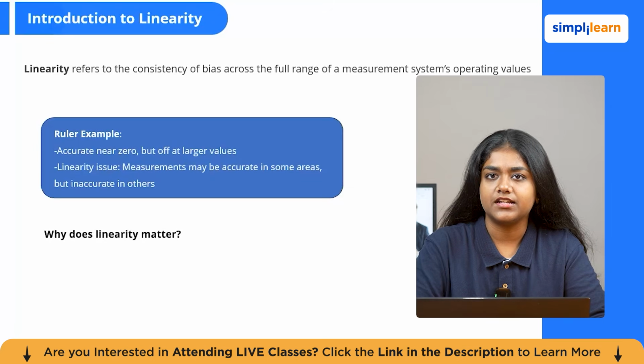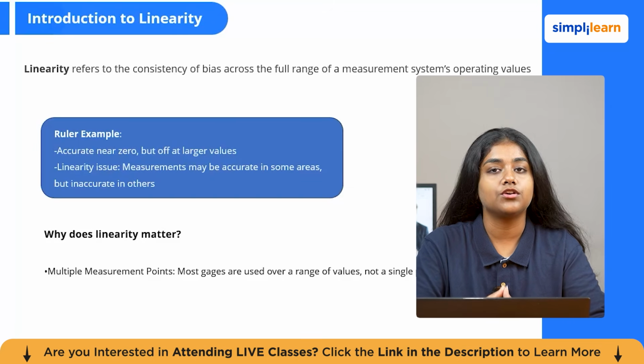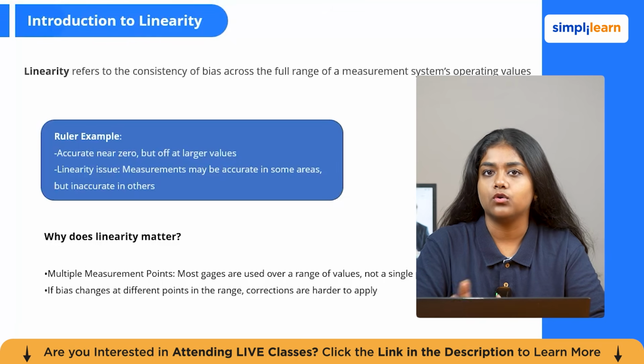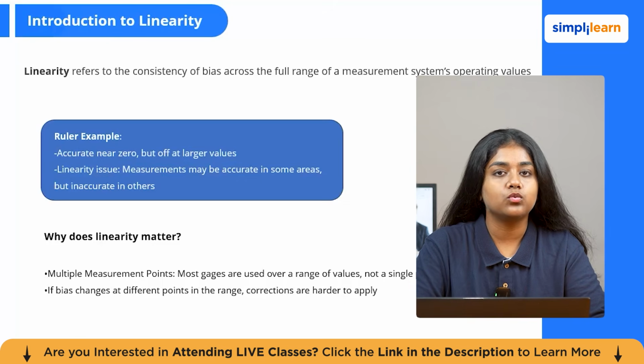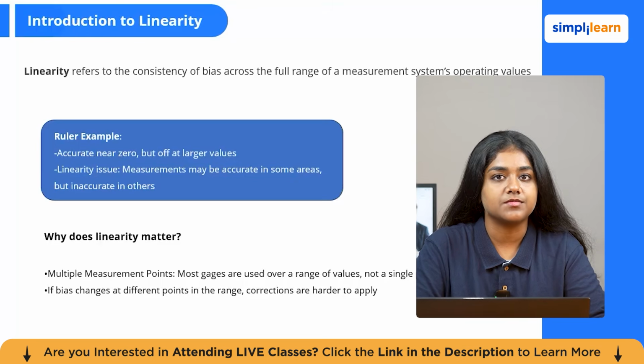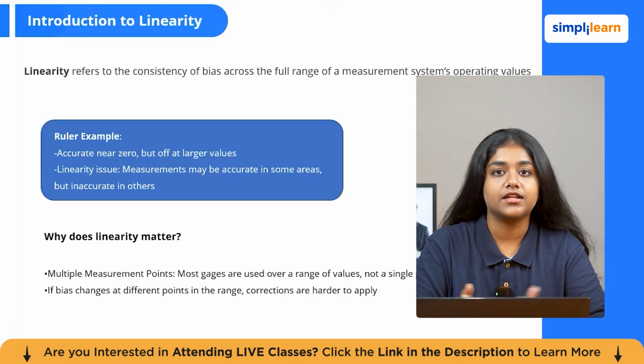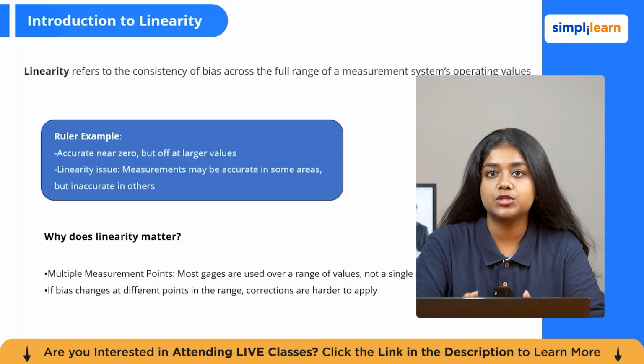So why does linearity matter? Because most gauges are used across a range of values and not just at one specific measurement point. If the bias is different at low values versus high values, you can't simply correct for a single bias offset. The error changes depending on what you're measuring, which makes it much harder to account for. The effect of poor linearity on accuracy is that your measurements become unpredictably wrong, accurate in some parts of the range, inaccurate in others. And you may not even know which measurements to trust.